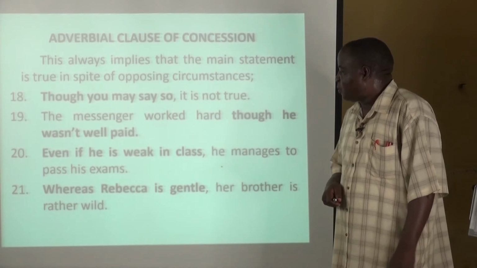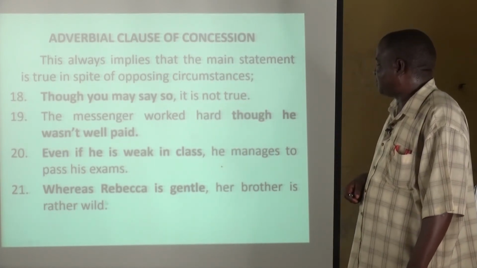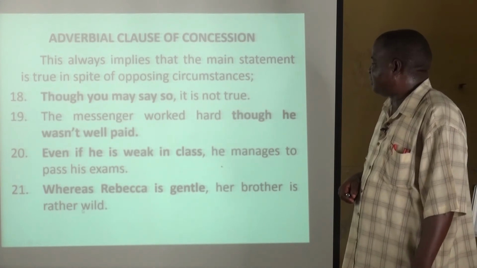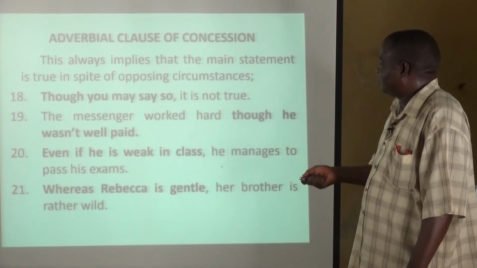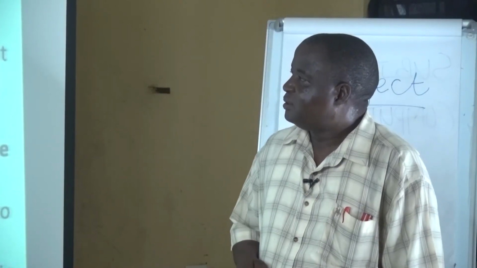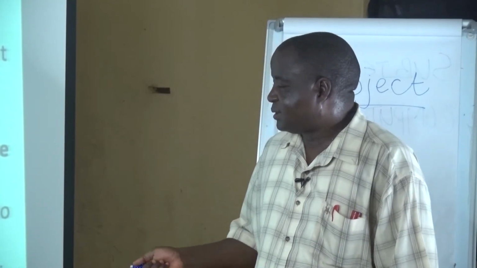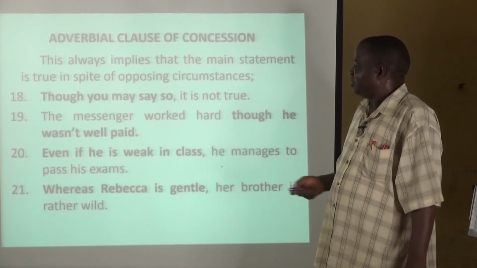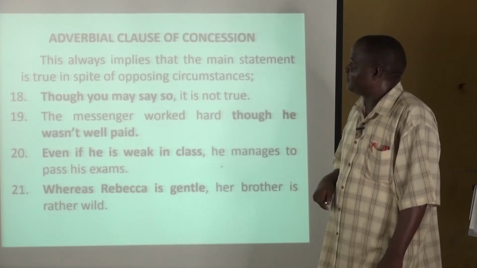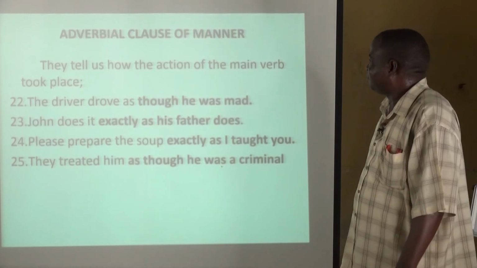21. Whereas Rebecca is gentle, her brother is rather wild. Whereas Rebecca is gentle, our adverbial clause of concession, and is remains our verb that is modified by the adverbial clause. Next slide. Adverbial clause of manner.